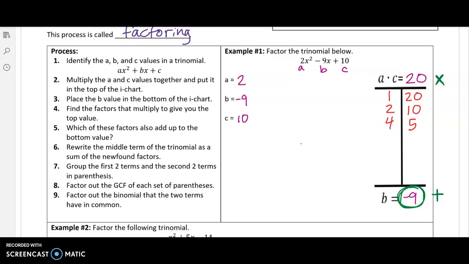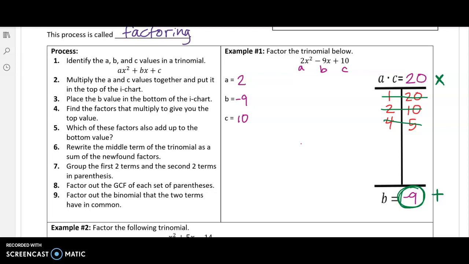So looking at the ones we have already, 1 plus 20 gives me 21, not -9. We know all of these multiply to 20, but they don't all add up to -9. 2 plus 10 is 12. 4 plus 5 is 9. That's close, but we want -9. So that is also out. We need to think of some other factors that will multiply to give us 20, but add up to equal -9. Now remember, guys, 20 is positive.